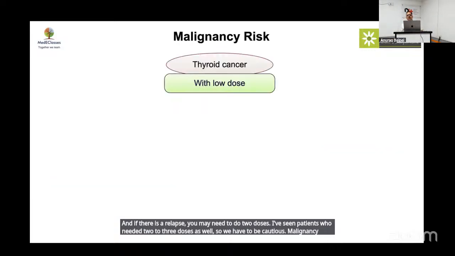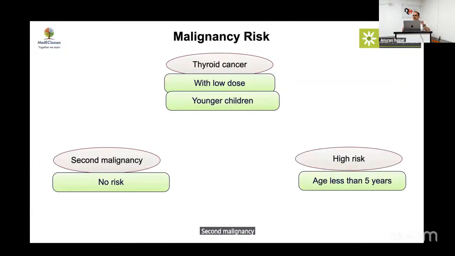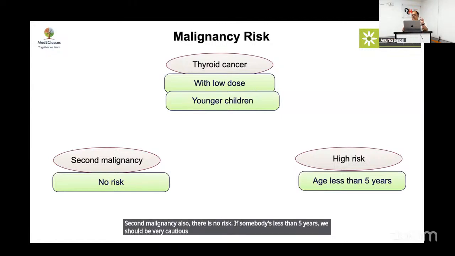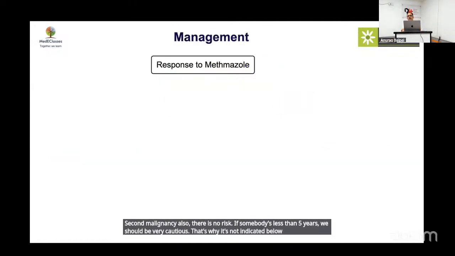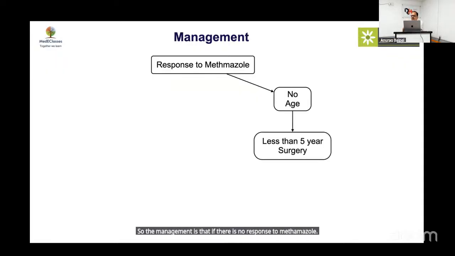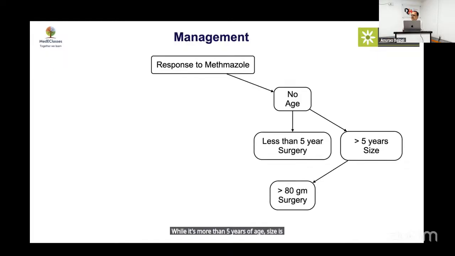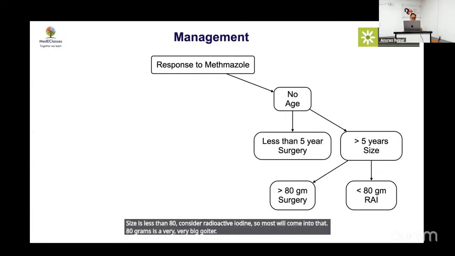Malignancy risk for thyroid cancer is only there if it's a very low dose. So we don't use that dose, we use a higher dose. For second malignancy also, there is no risk. And if somebody is less than 5 years, we should be very cautious. That's why it's not indicated below 5 years of age. So the management is that if there is no response to methimazole and the child is less than 5 years, the only option is surgery. If it's more than 5 years of age and the size is big, consider surgery. If the size is less than 80, consider radioactive iodine. So most will come into that. 80 grams is a very, very big goiter, which is unusual in children.